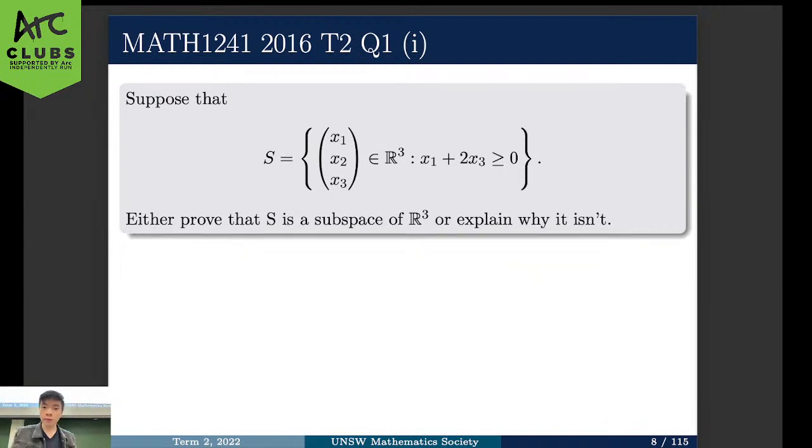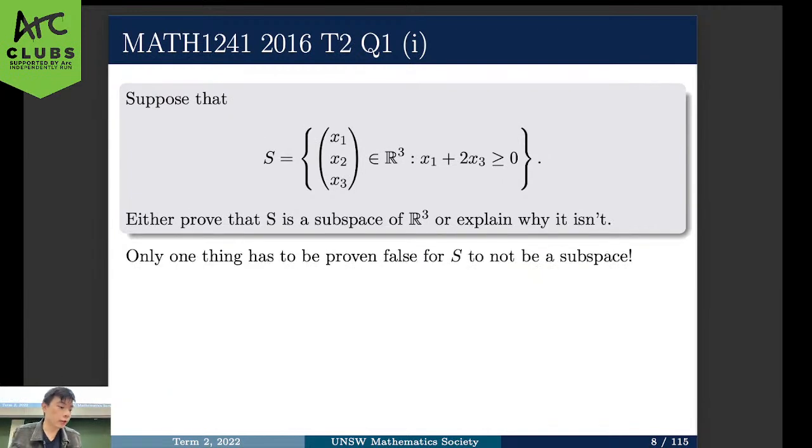So only 1 out of the 3 things has to be proven false for a set not to be a subspace. So in an exam, we would only do 1 of the 3 rules, and just prove it wrong to see that it's not a subspace.